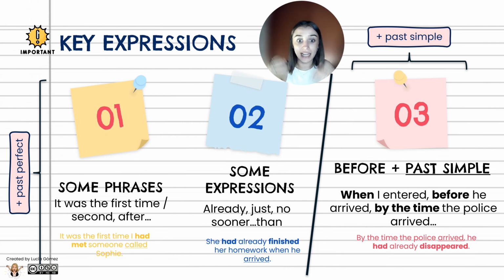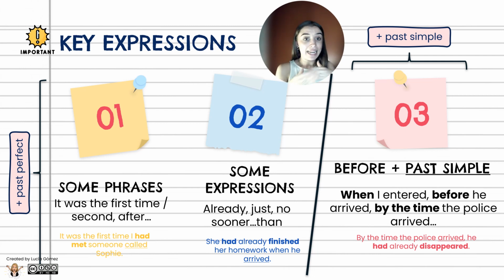Uno que me acabo de inventar. O, by the time the police arrived, he had already disappeared. Aquí tengo como mezcla de los dos. Sé que después de by the time tengo un past simple, porque lo acabo de explicar, y entonces en la otra parte, que además tengo un already, pues si acaso me quedaban dudas, meteré el past perfect, ¿vale?